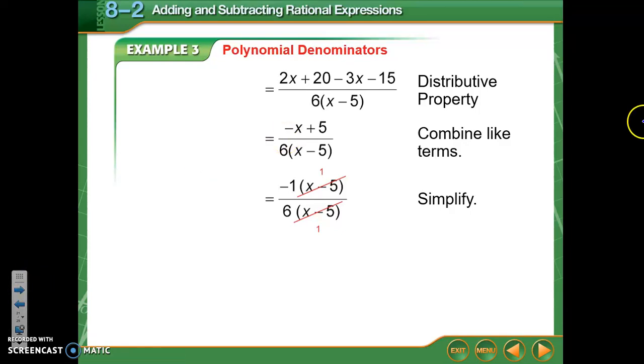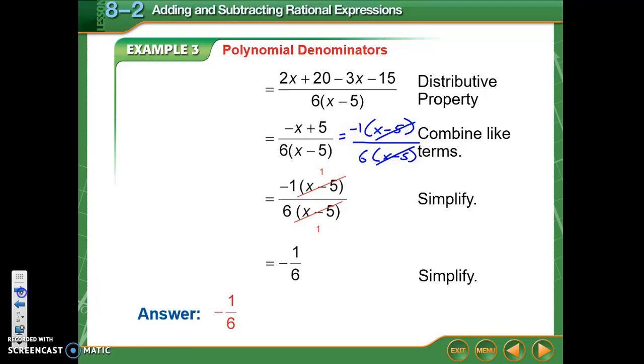Now, you have to be careful, because if I can simplify after I've added, I should. So basically what they're showing you here is that they factored a negative 1 out of my numerator, and notice that gives me x minus 5. So just like in section 1, x minus 5 divides out to 1, and I'm left with negative 1/6 as my final answer. You have to simplify at the end if you can.